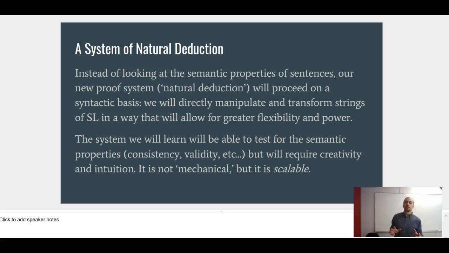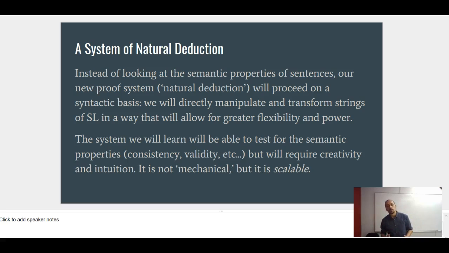Now, in this new system of proof, we're going to be proceeding on a syntactic basis. We're going to be directly manipulating and transforming strings of sentential logic. The advantage here is that it'll give us greater flexibility and power. We'll still be able to test for various semantic properties. However, because it's going to require more creativity and intuition, we're also going to be able to do more interesting things. Whereas the truth tables are, in a way, mechanical. Once you understand the procedure, you can just go through it by rote.